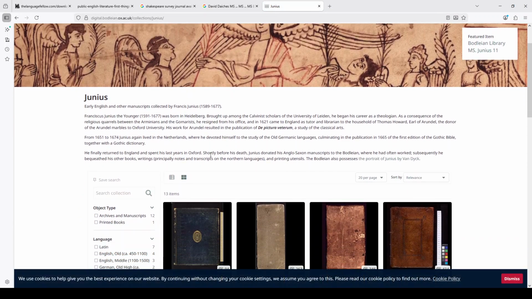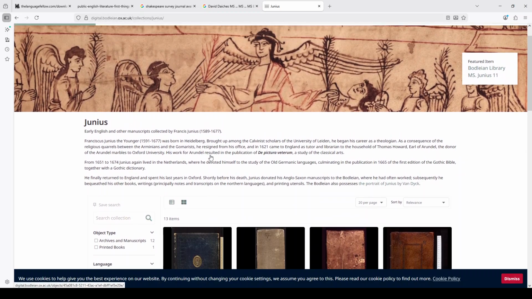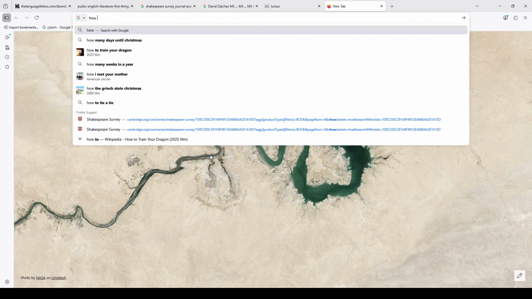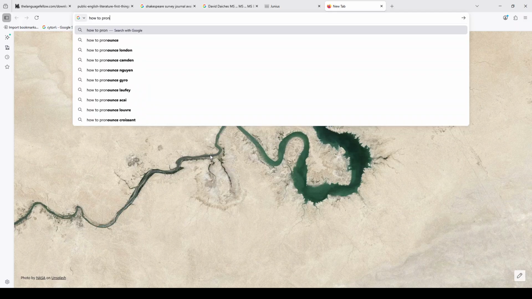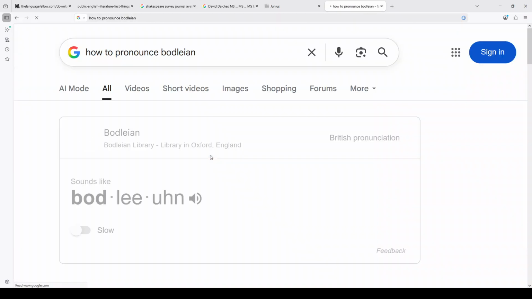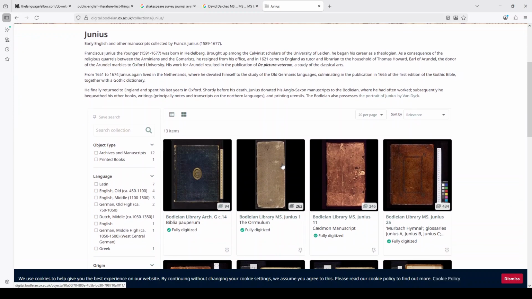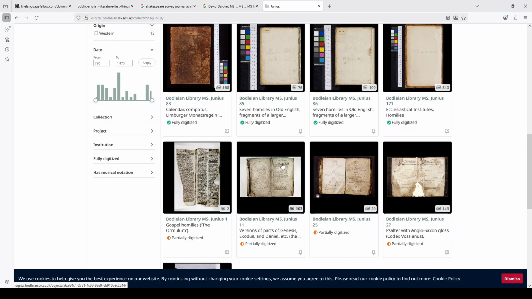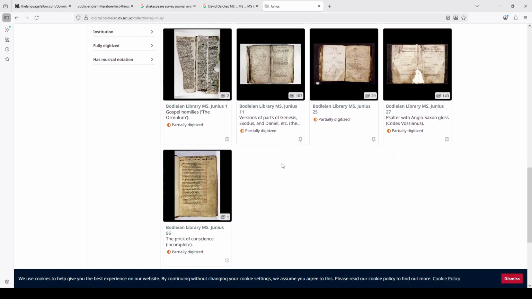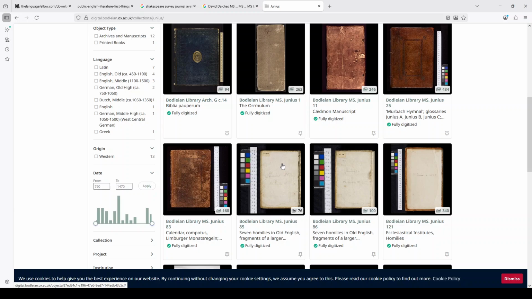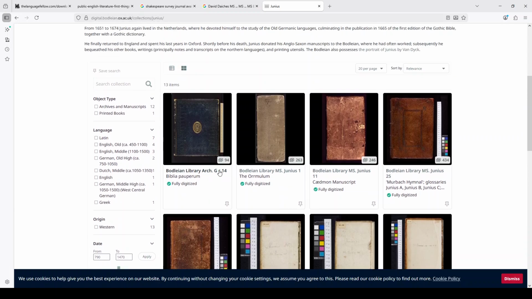Digital Bodleian. Yeah. Bodleian. How to pronounce Bodleian. Bodleian. Yeah. So here we are. We have fully digitized manuscripts. You can see that.